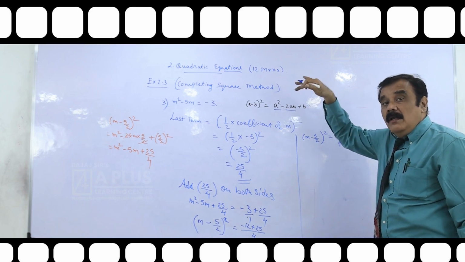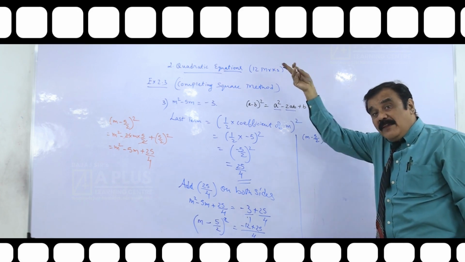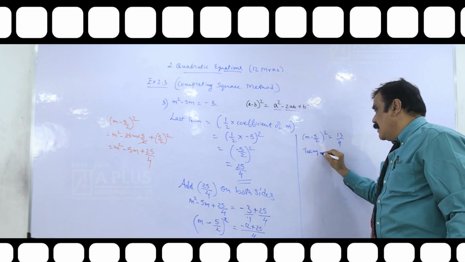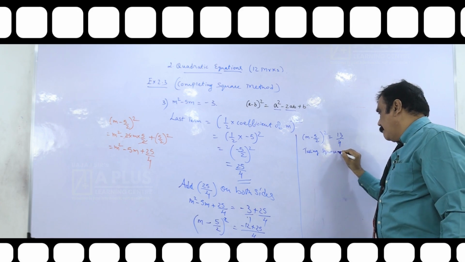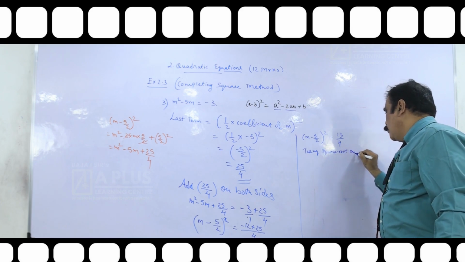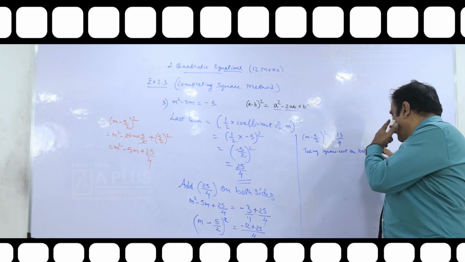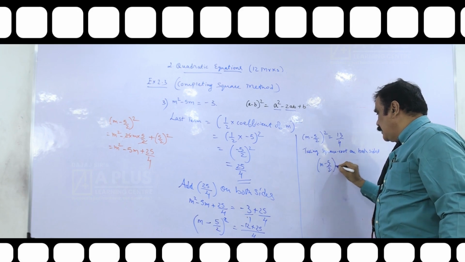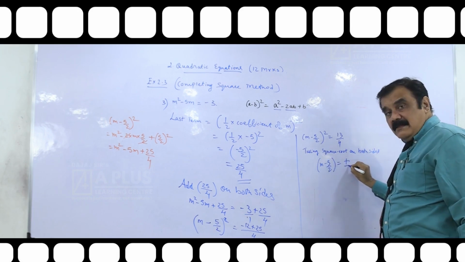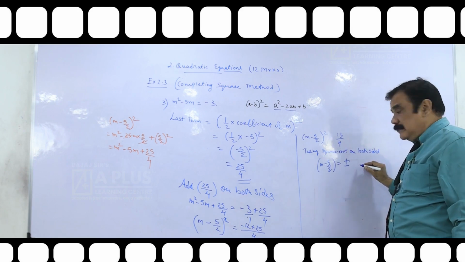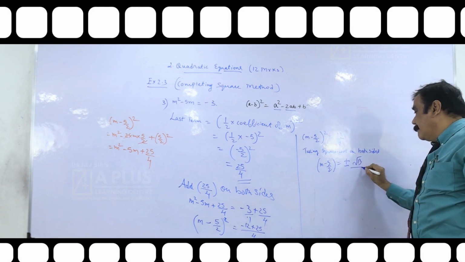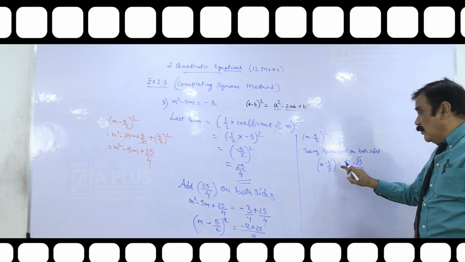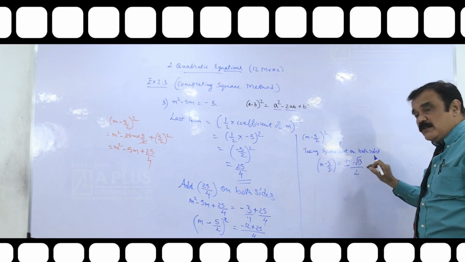What is the question? Solve. Solve यानी क्या? Find the value of the variable. Variable क्या? m. So what I do? Taking square root on both sides. Correct? What will I get? m minus 5 by 2 is equal to plus or minus, 13 का square root, root 13 and 4 का square root 2. Correct? Now this is m minus 5 by 2 plus or minus root 13.